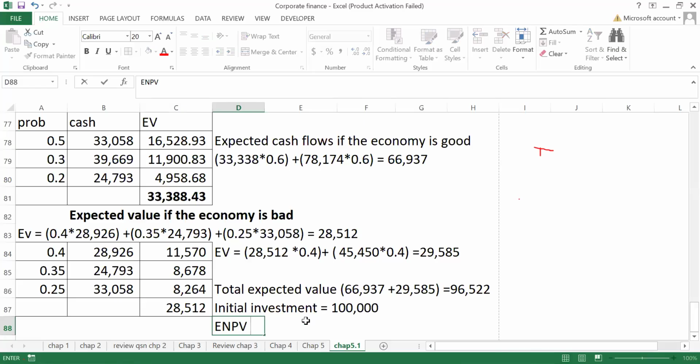Expected NPV will be 34. We said 96, 34, 100, like this.